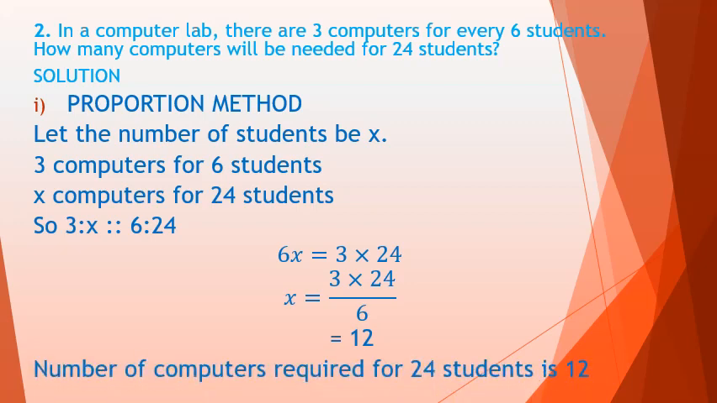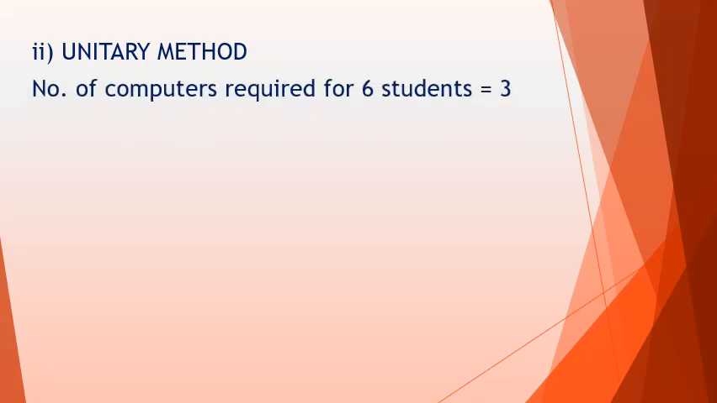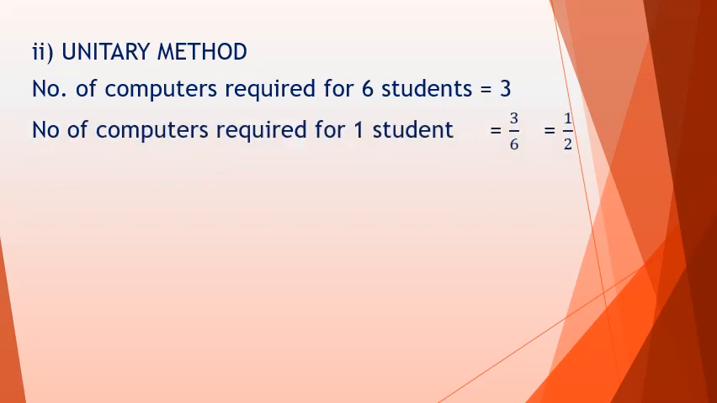This is one method, the proportion method, by which we can solve. The second method is the unitary method. Here we find the value for 1, then we multiply to get the value of the required number. So here the number of computers required for 6 students equals 3. Therefore, the number of computers required for 1 student equals 3 upon 6 equals 1 by 2. Here we got the value of 1.